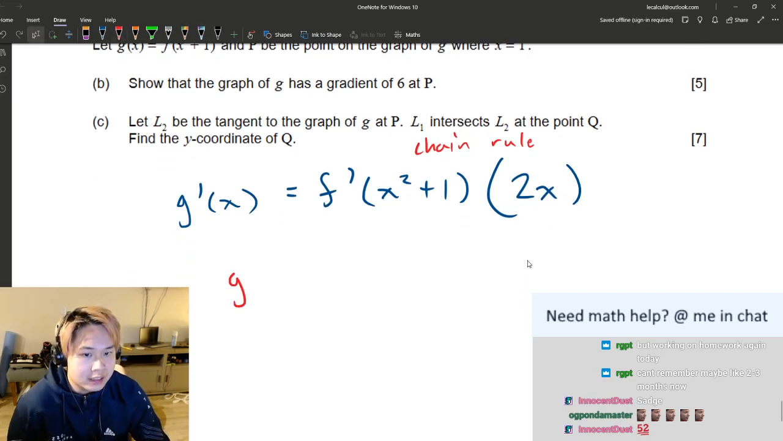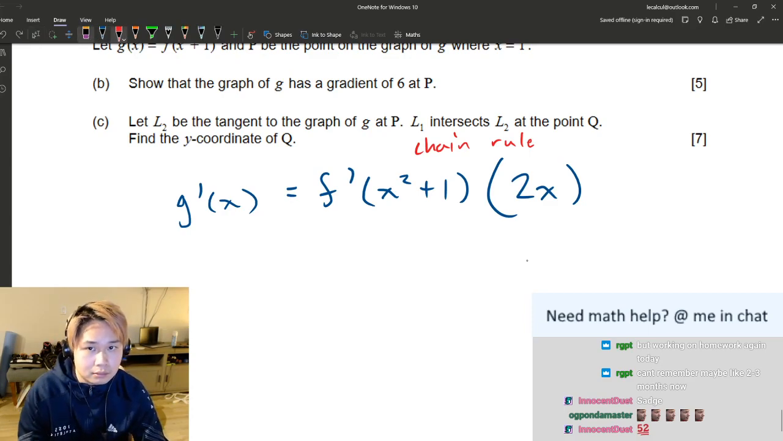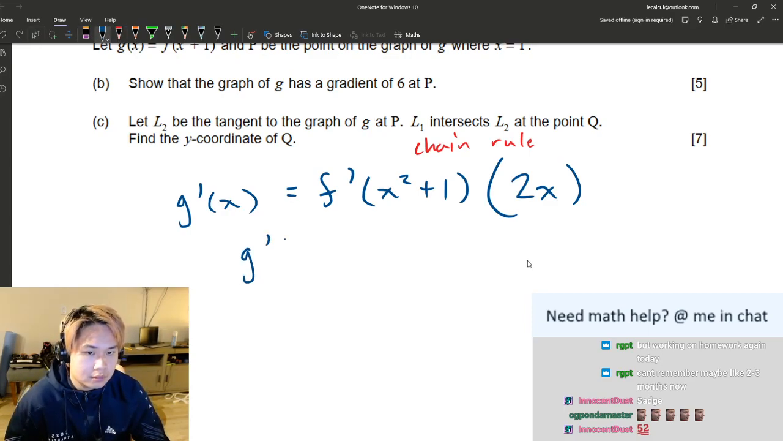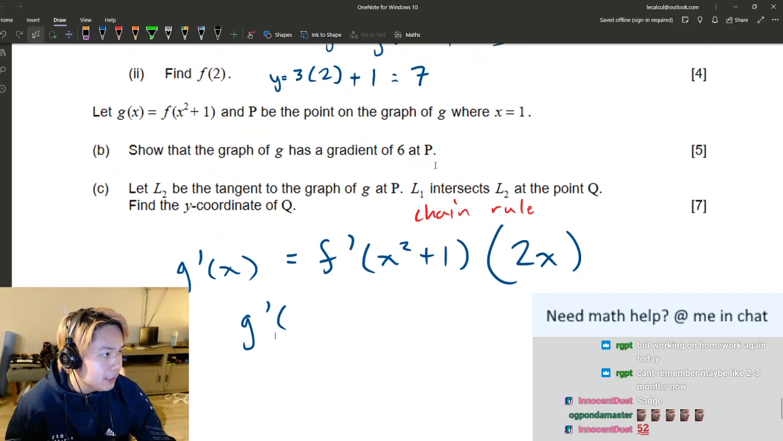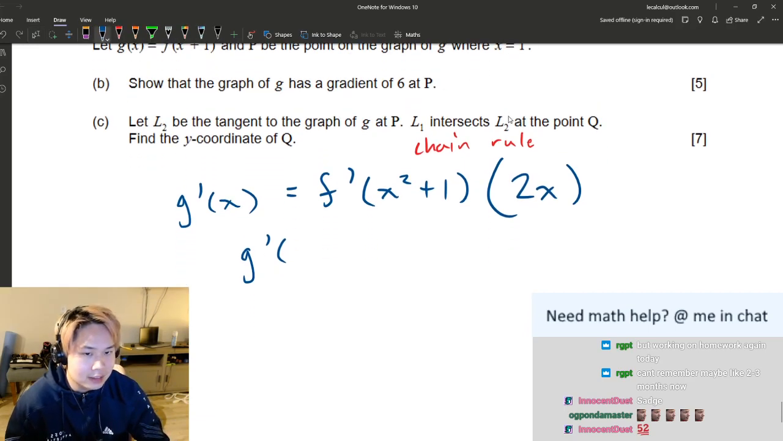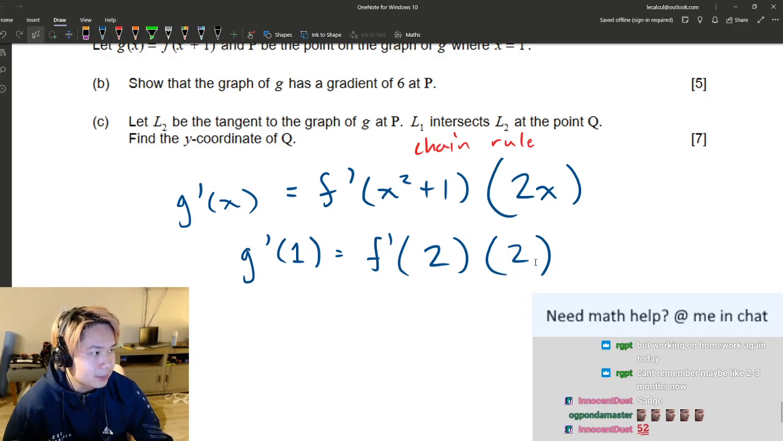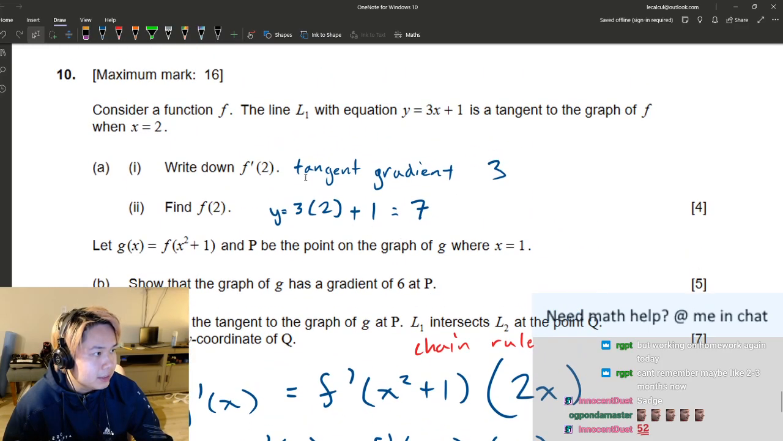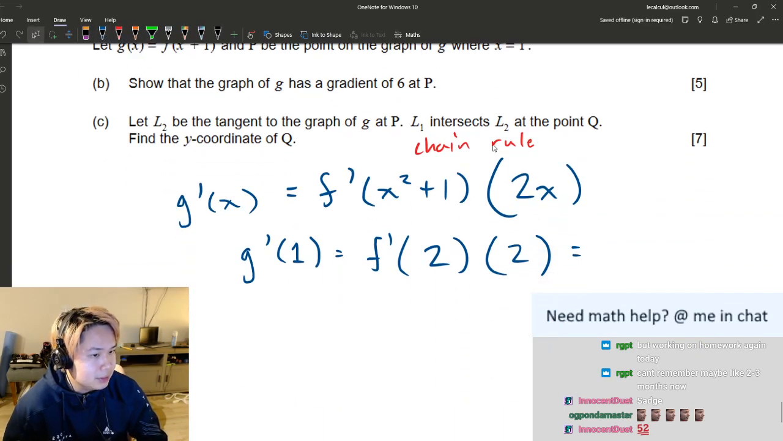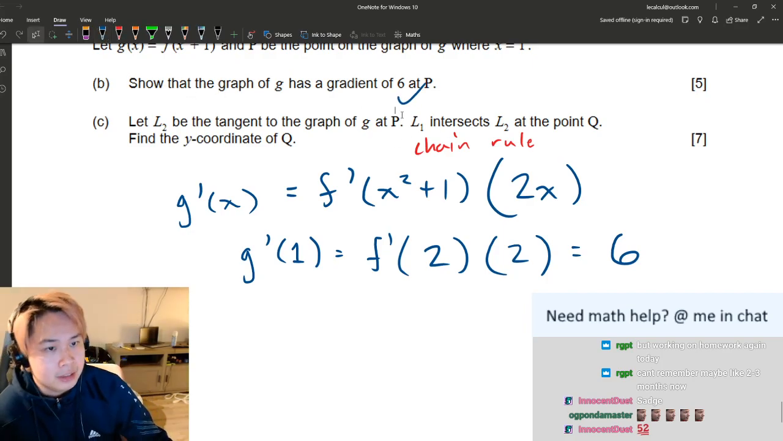And I want to find the gradient of this at the point P, which has an x value of 1. So this is g prime at 1. So you plug in 1, you'll get f prime at 2 multiplied by 2. F prime at 2, we found out, it's 3. So this is just 3 times 2, which is 6, so we know that that's correct because they actually told us already what it should be.